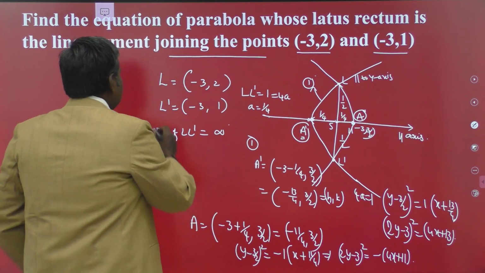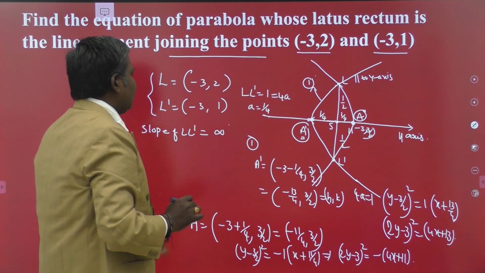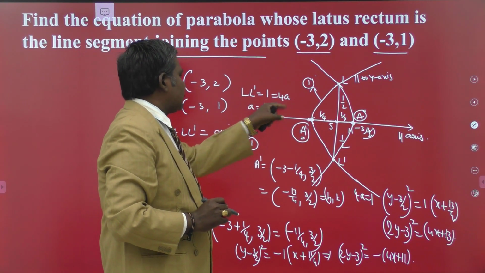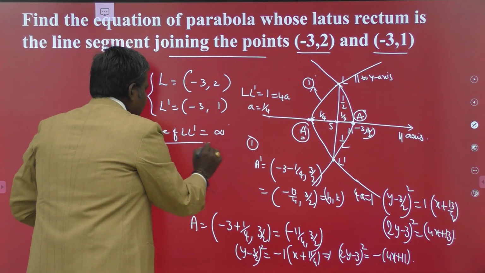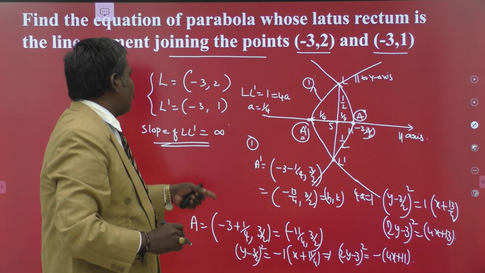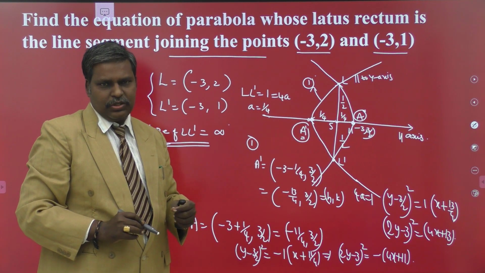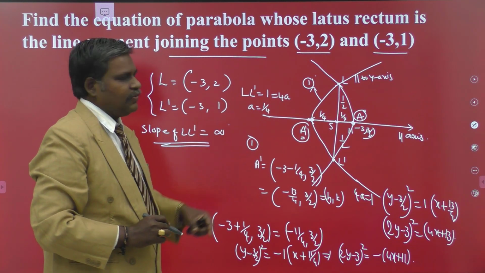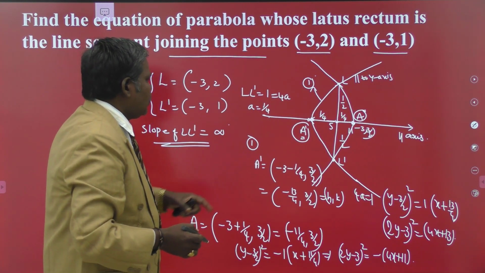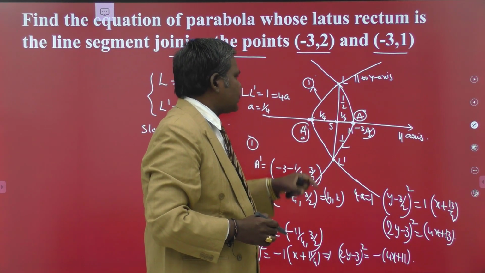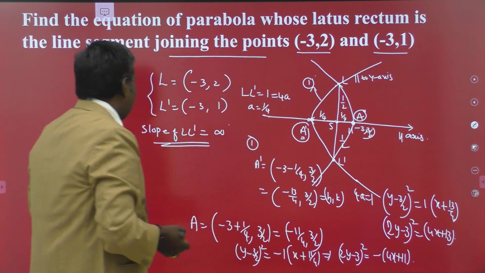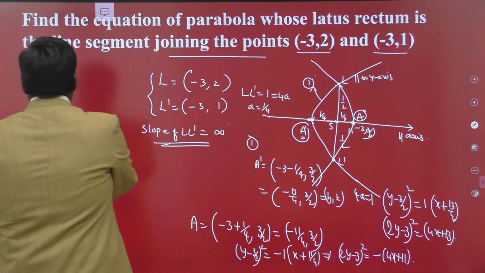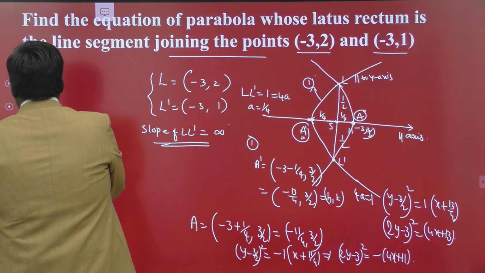By observation itself, here LL dash is the latus rectum, its length is 4a, that equals 1 unit, and it is parallel to the y-axis because the slope of the line joining them is infinity. Suppose the line joining LL dash is not parallel to the x-axis as well as not parallel to the y-axis.